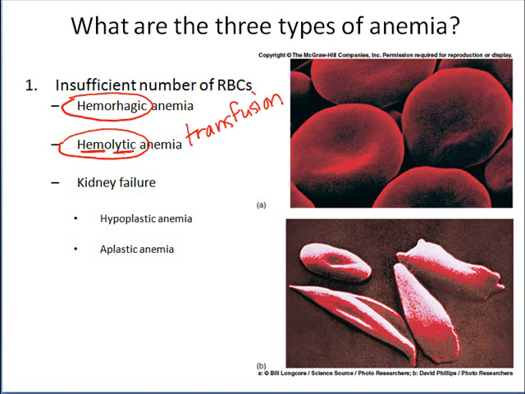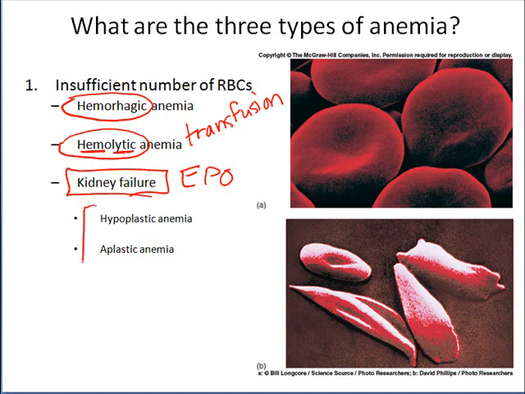cells. This can also happen if people undergo kidney failure because remember, kidneys manufacture erythropoietin, that hormone that's necessary for the manufacture of new red blood cells. If the kidneys begin to fail, they stop producing erythropoietin, and the overall number of red blood cells being produced drops then.